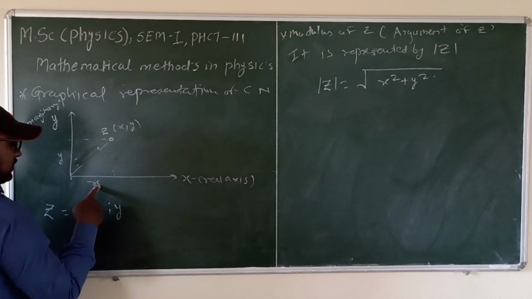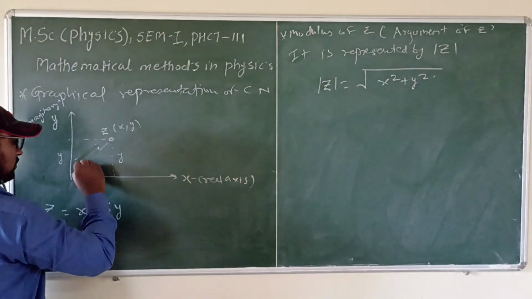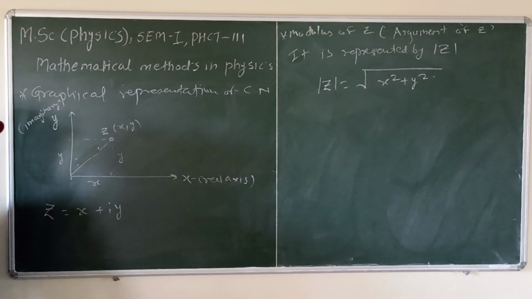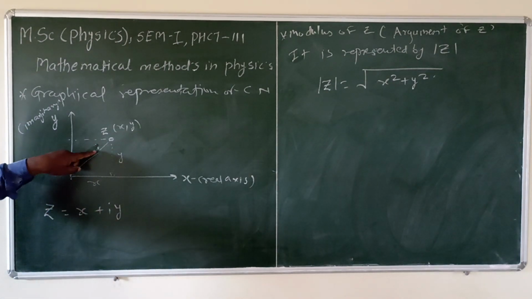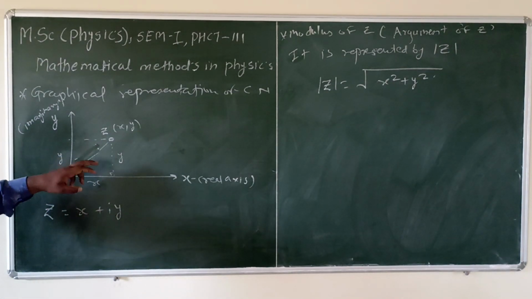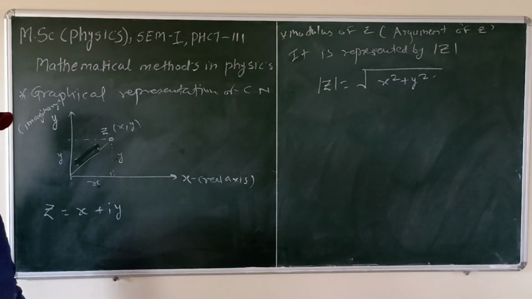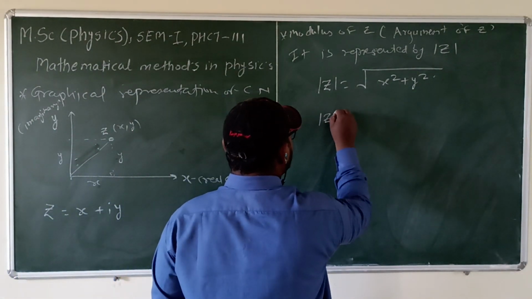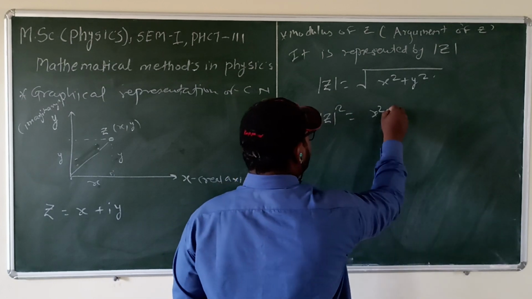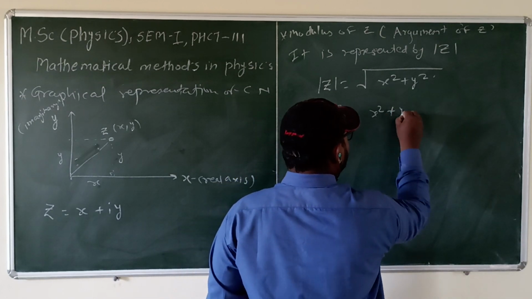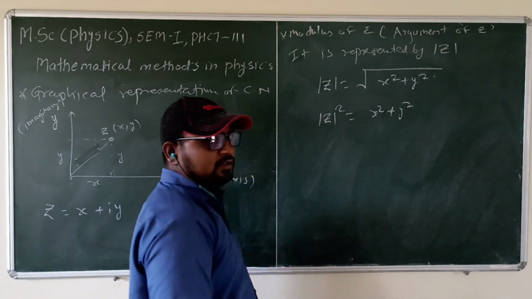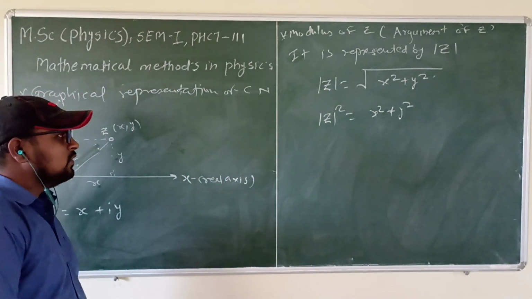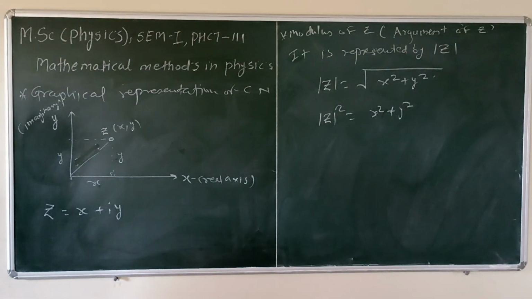You can say that this is quantity x, this is y, and this will become 90 degrees. So this hypotenuse or this line will give x square plus y square is equal to z square. Okay, so the quantity mod z square is equal to x square plus y square. This is called modulus of complex number.